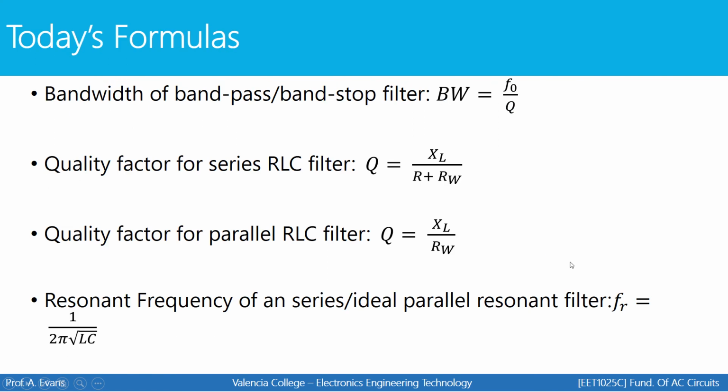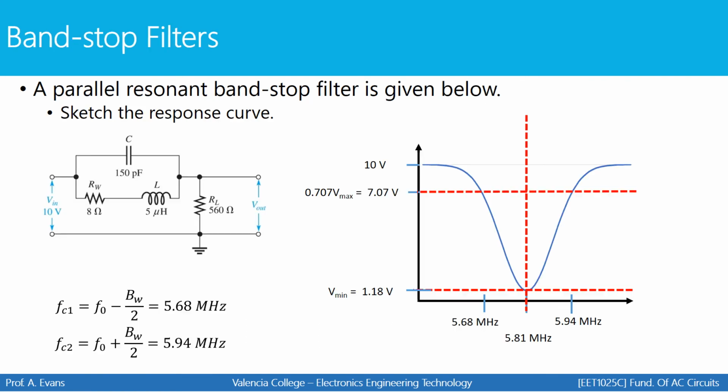So just as a recap, here are some of the new formulas that we discussed: bandwidth, calculating the quality factor, and calculating the resonant frequency. That's just a quick summary of some of the formulas we used today. So that wraps up our discussion on bandpass and bandstop filters. You can see that they are very useful when you have a certain set of frequencies that you want to prohibit from passing.